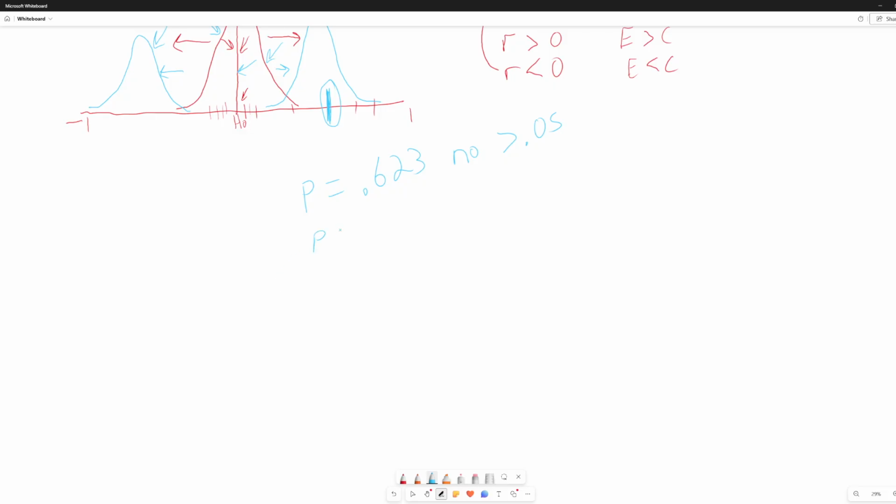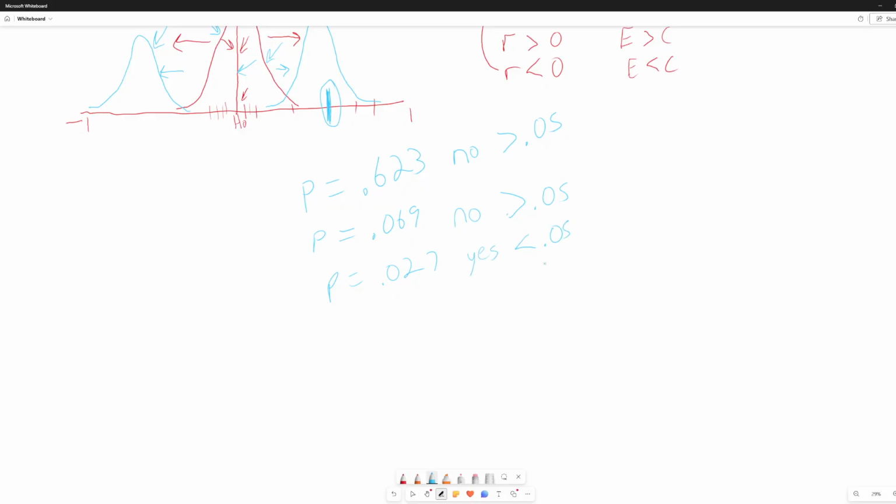What if my p-value was equal to 0.069? Would this be a significant effect? The answer is also no, because 0.069 is greater than 0.05. What if my p-value was equal to 0.027? Would this be a significant effect? The answer is yes, because p is less than 0.05.